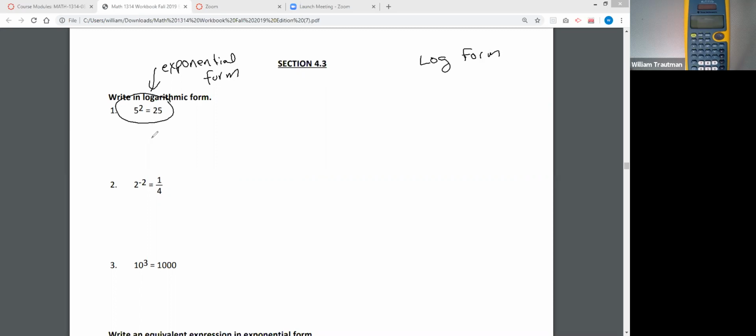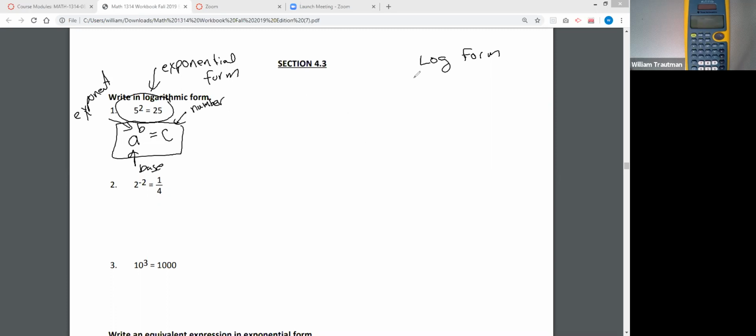Now the book uses different letters. Let me just do this. A to the B power equals C. I think the book uses different power letters, but that's okay. This is my formula for exponential form, where A is the base, B is the exponent or the power, and C is just a number or the answer, whatever you want to call it.